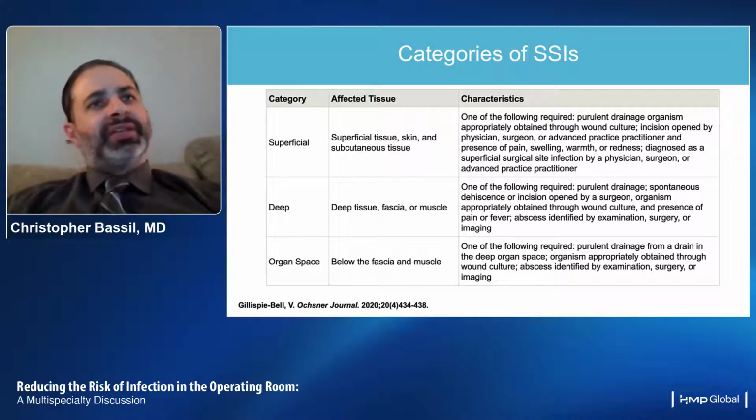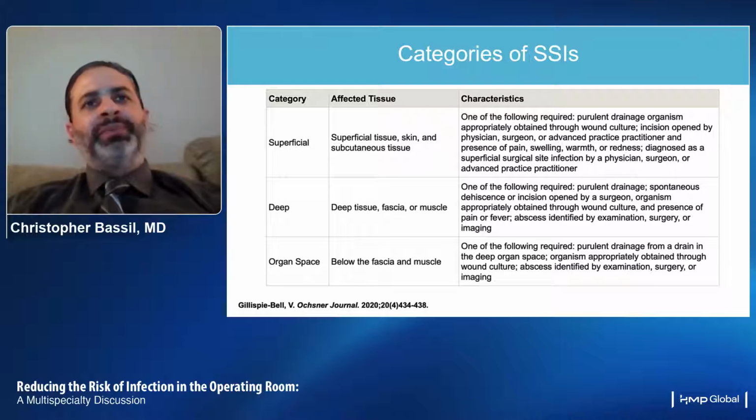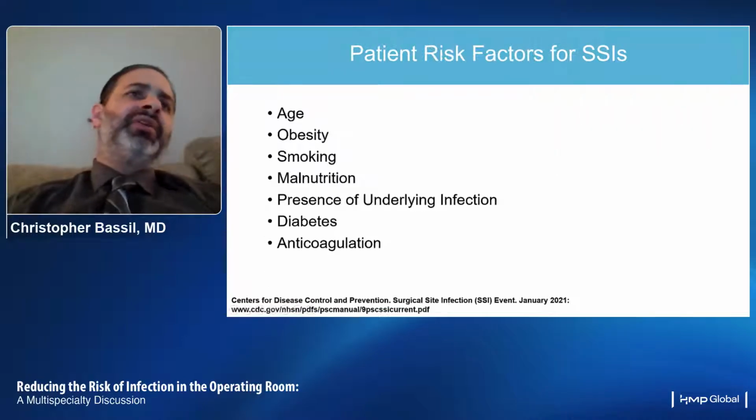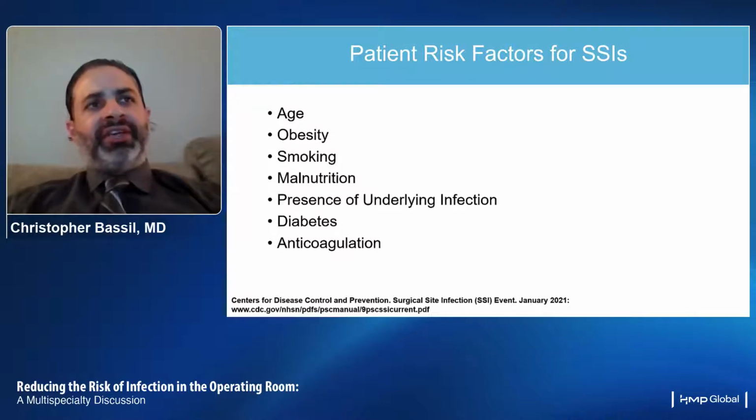So there are different types of surgical site infections, and we can go anywhere from superficial to deep organ space. Again, these are just the definitions of these and how deep they go. Similar to what Dr. Muller had talked about, we have similar risk factors for surgical site infections: age, obesity, smoking, malnutrition, presence of an underlying infection, diabetes, anticoagulation.